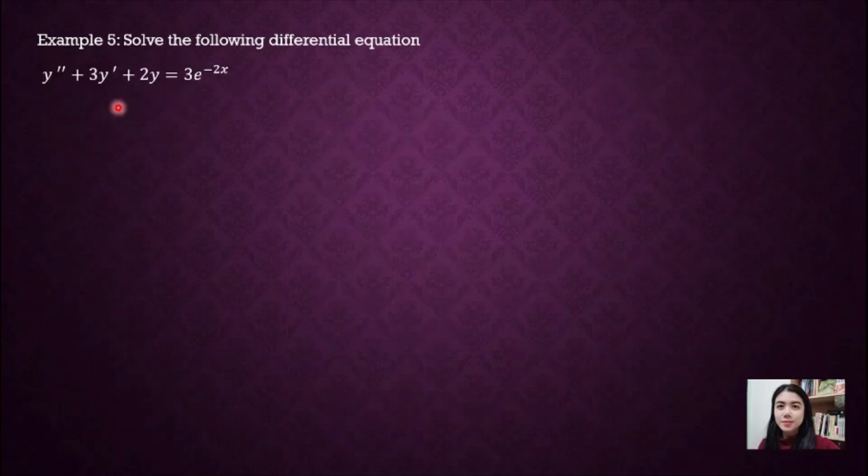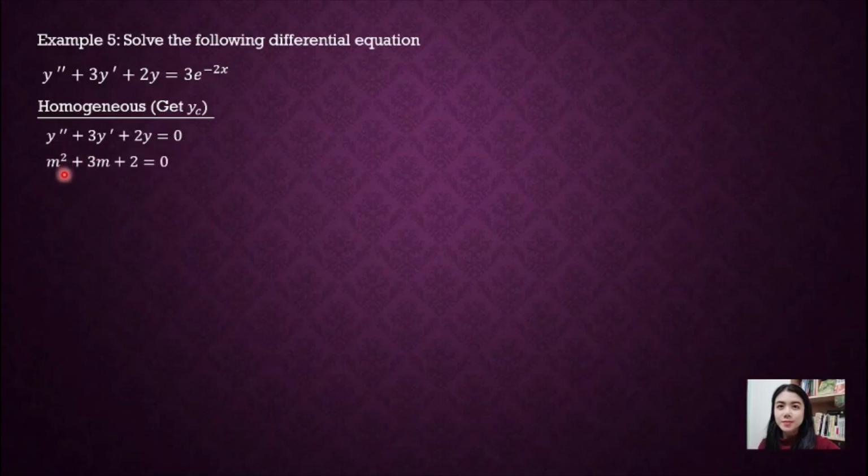Okay, let's just look at the example number 5. First of all, change this non-homogeneous equation into homogeneous equation just so that you can get your yc. So what you have to do is just let this differential equation equal to 0 and change the derivative into m. So then this is what we have here. If you factor, you will get your value of m1 that is negative 2, and your value of m2 is negative 1.